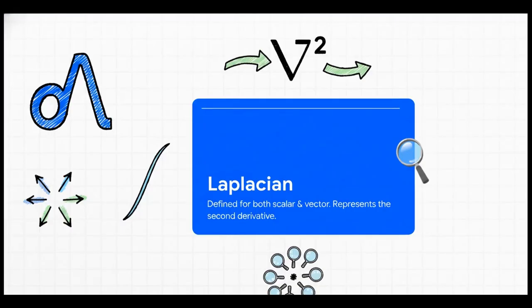Welcome to the boss level of our vector toolkit. This is where the math really starts revealing the hidden architecture of physical space. The very first thing you need to know about the Laplacian, which is denoted by del squared, is just how incredibly versatile it is. Unlike the gradient that only takes scalars or divergence and curl that only take vectors, the Laplacian is defined for both scalar and vector fields.